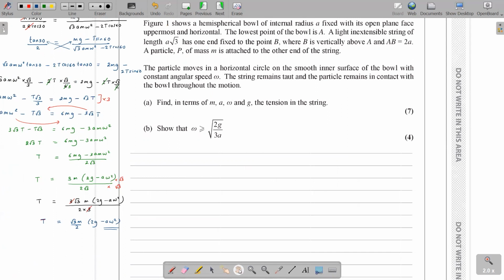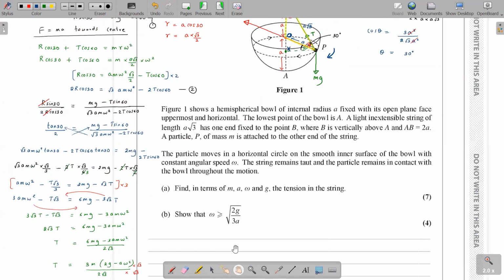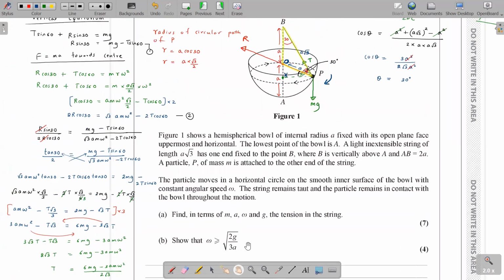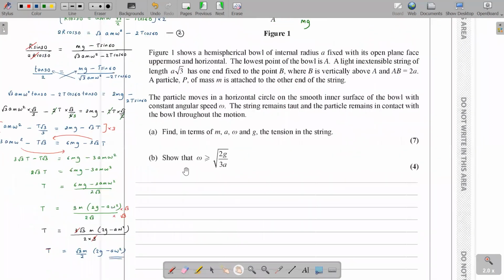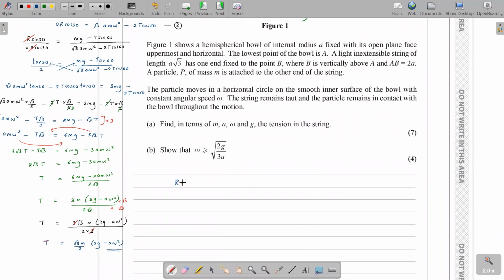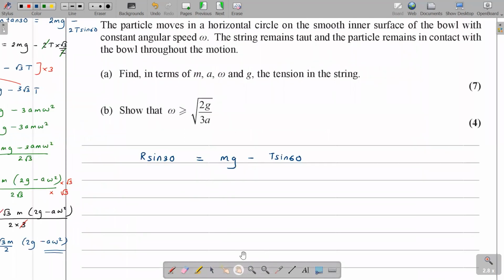Okay, so let's get the normal reaction. So use one of the two equations. I'll use the first one, right? R sine 30 equals mg minus T sine 60. Let's input the values and make R the subject.